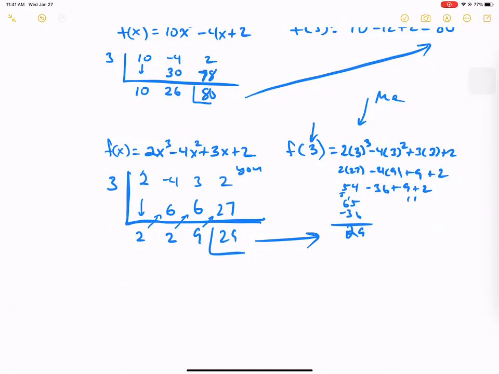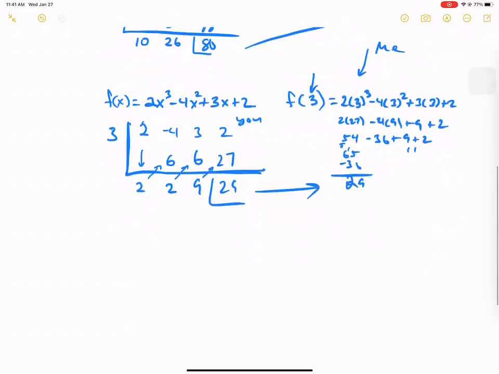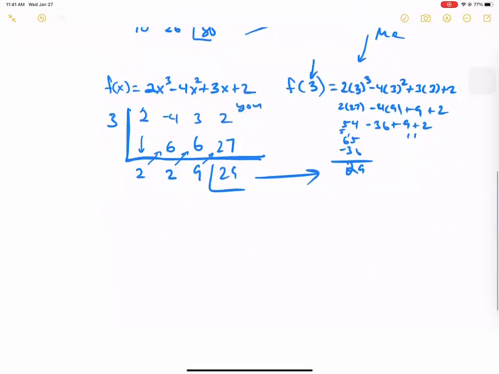All right. So for your homework today, this is really all you're going to do. You're going to use synthetic multiplication to find out what your answers are, instead of plugging it in the traditional way. And this is going to be helpful to us because we're going to use this skill later to find the zeros of a graph. Now, let me go ahead and tease this real quick.